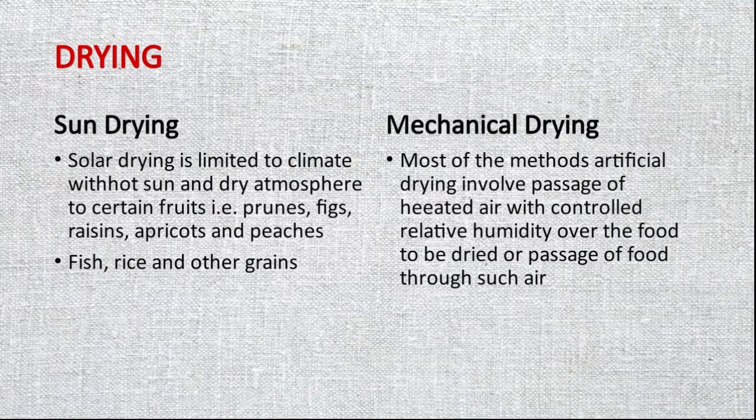Solar drying is limited to climates with hot sun and dry atmosphere, for certain fruits like prunes, figs, raisins, apricots, and peaches, fish, rice, and other grains. Mechanical drying, most of the methods: artificial drying involves passage of heated air, with controlled relative humidity, over the food to be dried, or passage of food through such air.